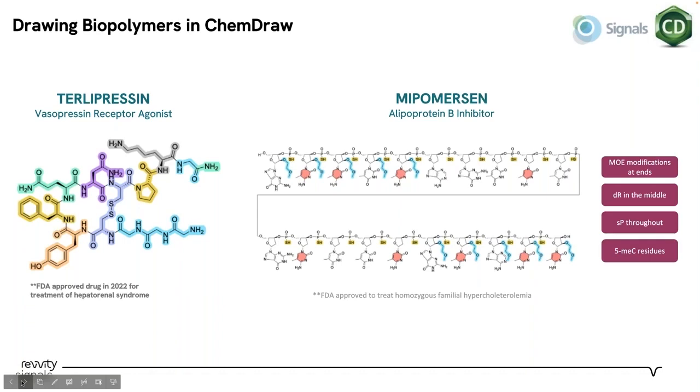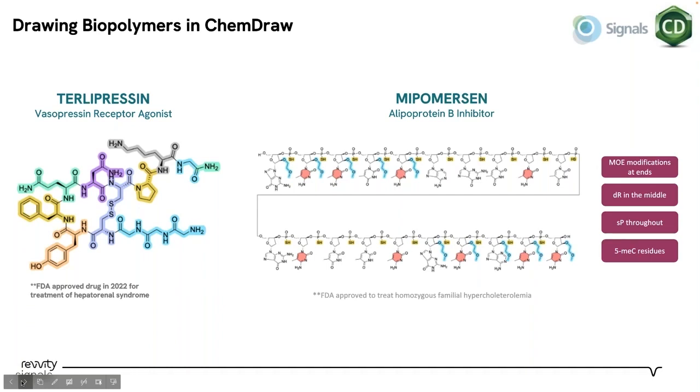The second example I'm going to talk about today is mipomersen. This is also an FDA-approved drug to treat homozygous familial hypercholesterolemia. It's a mouthful. It's an antisense oligonucleotide that has several modifications. And one of the reasons I want to show this is so I can show how you might make some of these quick point modifications when you're building these nucleotides using the Helm editor.